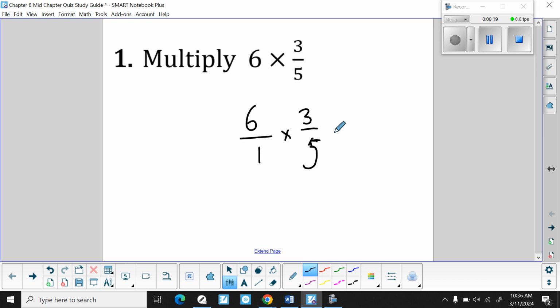So, is there anything I can simplify in the numerator and denominator? One numerator, one denominator? No, there isn't. So together that makes 18 over 5, which is equal to 5 goes into 18 3 times with a remainder of, that's 15, of 3. So 3 and 3/5 is the answer.